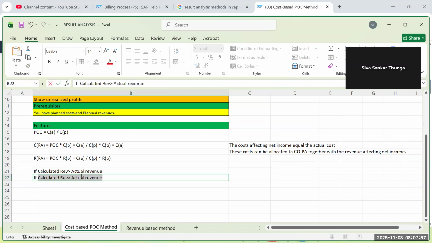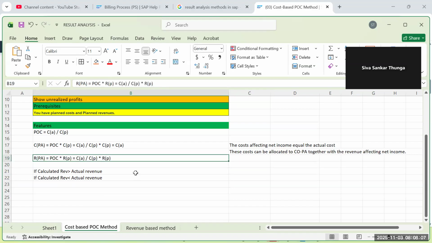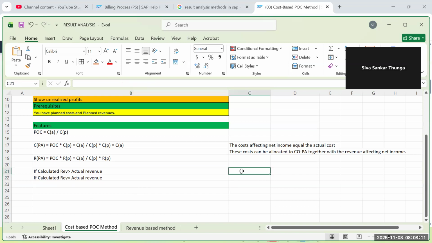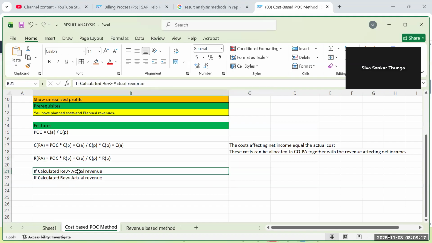If calculated revenue is less than, tell me now. Can anybody tell what this will do? If you understand this formula and these conditions, can somebody tell what happens if calculated revenue is greater than the actual revenue? Calculated revenue means, based on the POC and planned revenue, the system is calculating the revenue. Actual revenue is the revenue that is booked on the sale order with respect to the project as an invoice value, when we pass it to the accounting.